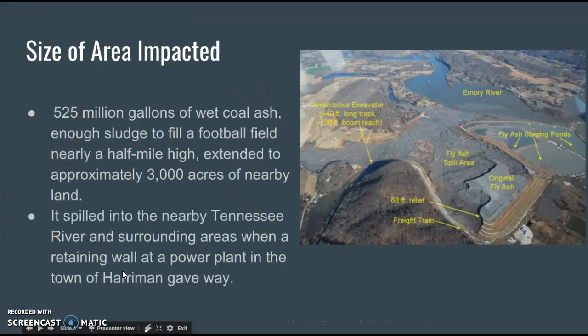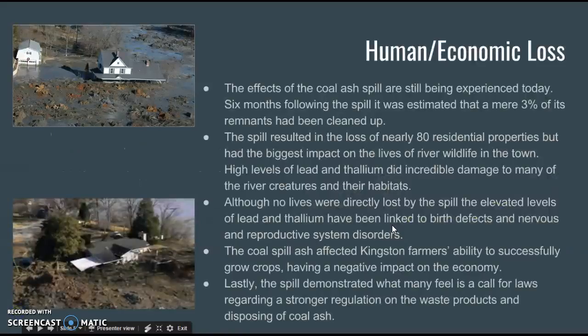A retaining wall at a power plant in the town of Harriman gave way. 525 million gallons of wet coal ash, enough sludge to fill a football field nearly a half-mile high, extended to approximately 3,000 acres of nearby land. The coal ash was released into the Swan Pond embayment and 3 adjacent sloughs, eventually spilling into the main Emory River channel. The effects of the coal ash spill are still being experienced today.